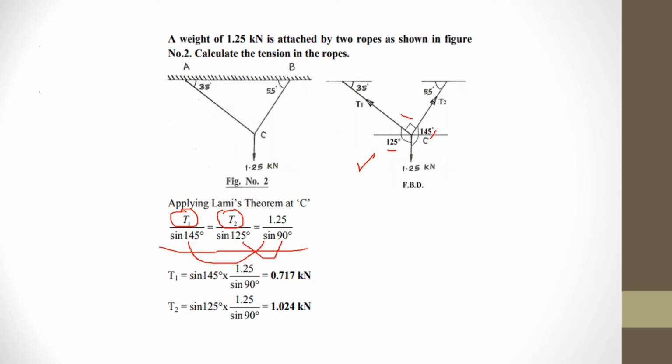You can write here then T2 is equal to 1.024 kilonewton. And you can write T1 also as 0.717 kilonewton. So in this way we have found out the two tensions T1 and T2.